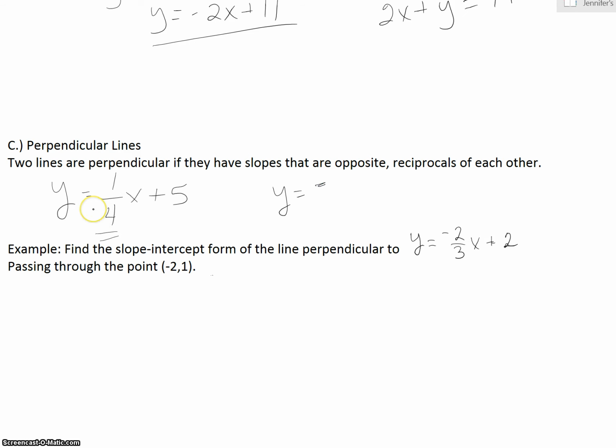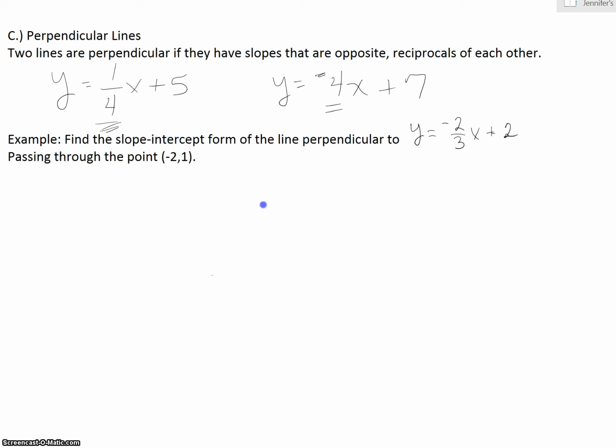And then reciprocal means flip it upside down. So 1/4 flips upside down and becomes 4. So I have negative 4x. Again, your y-intercept can be any y-intercept that you want. It's the slope that makes them perpendicular. So 1/4 and negative 4 are opposite reciprocals. So let's do the next example.